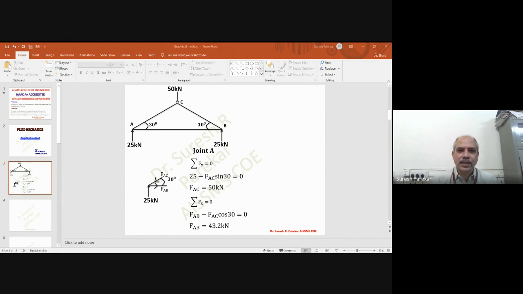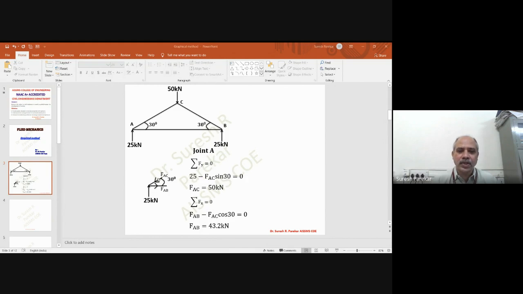As the truss is symmetrical, automatically we can have equal reactions. So we have 25 kilonewton, 25 kilonewton. Then we are going to solve joint A. By solving joint A, we know FAC you can consider as tension, then you will get value minus, and then you can make it as compression and show it plus.